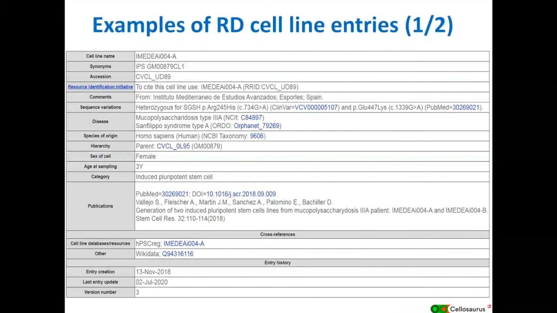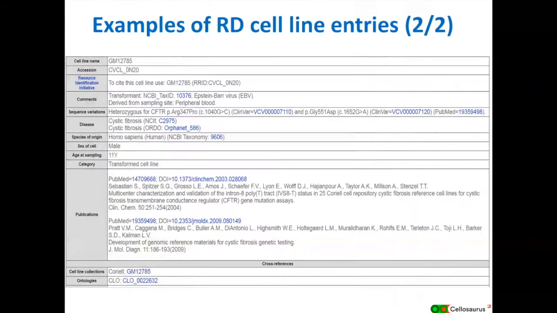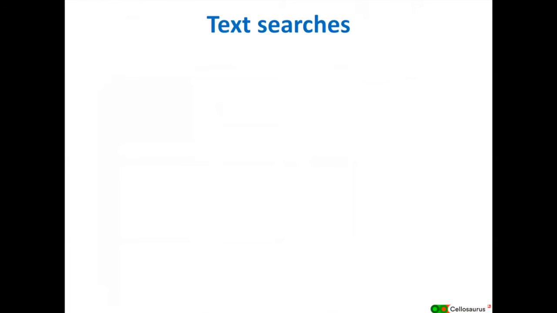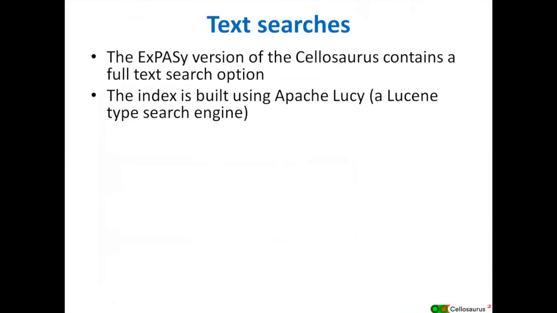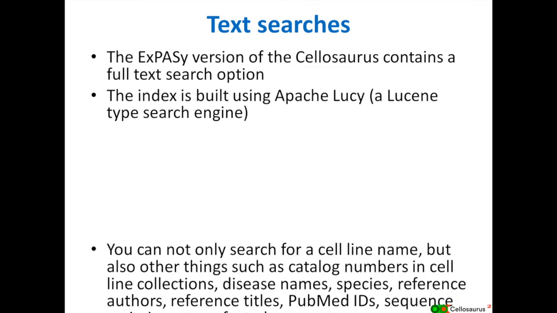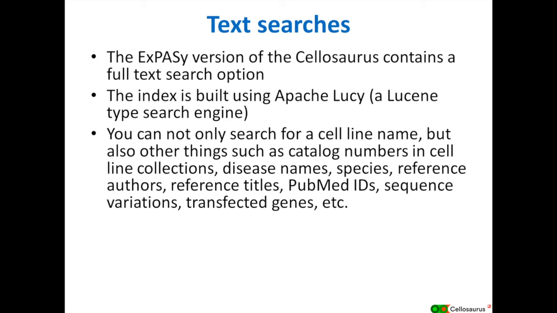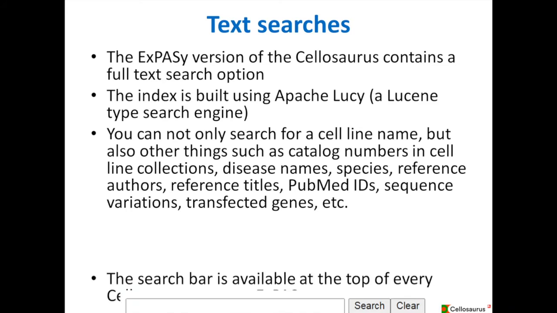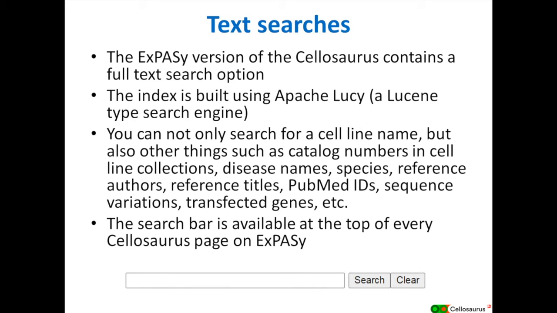I skipped those 2 slides because I added them just in case I could not do this online. If you do a text search, and you saw me doing a text search, you access currently a full text index of all the words in Cellosaurus. So you can, of course, search for a cell line name, but you can also search for a catalog number in a cell line collection, a disease name, a species, a reference, authors, title, everything you can think of which is in the entry. And this search bar is available at the top of every Cellosaurus entry.